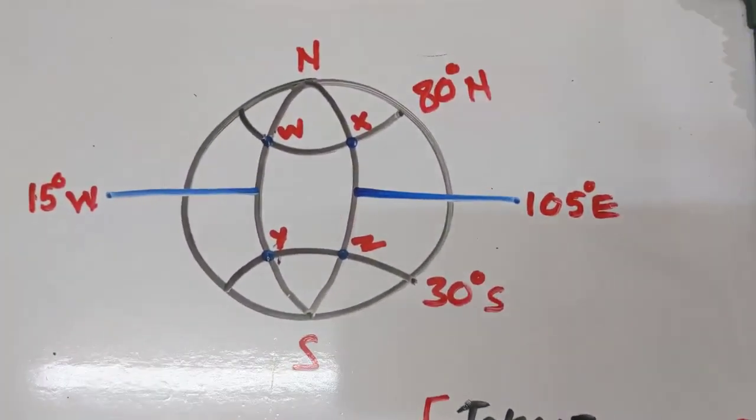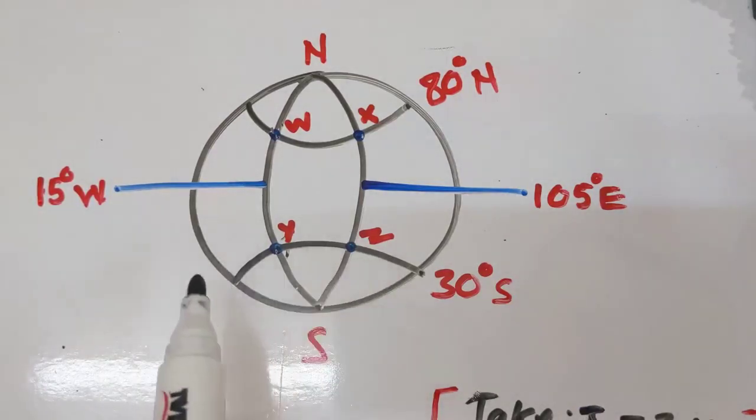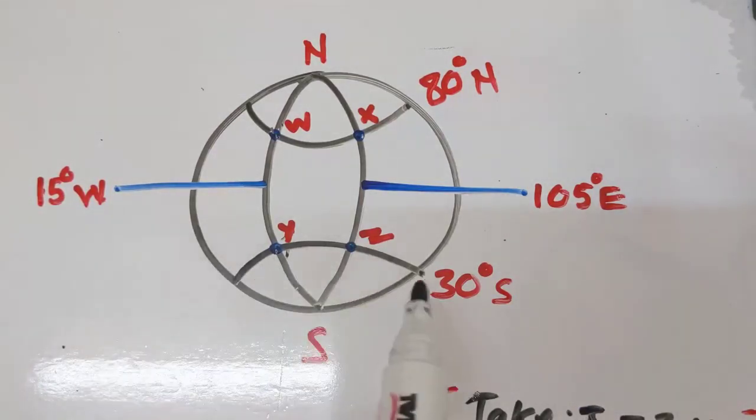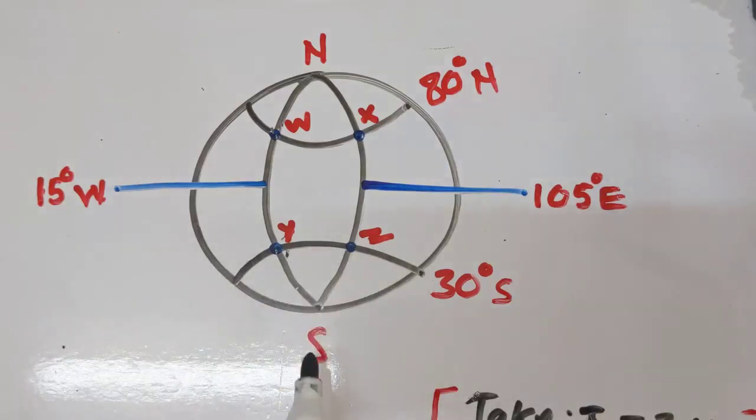Our question 3 is saying that we should calculate the distance in nautical miles between Y and Z. This is where Y and Z are. If you look at these points, they are in latitude.